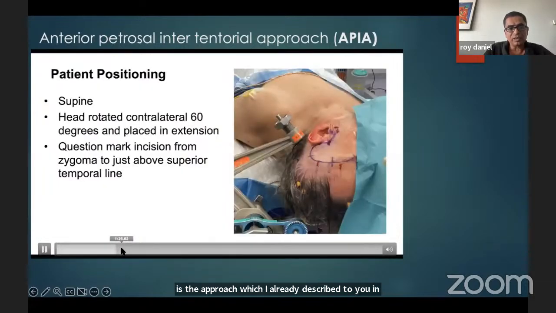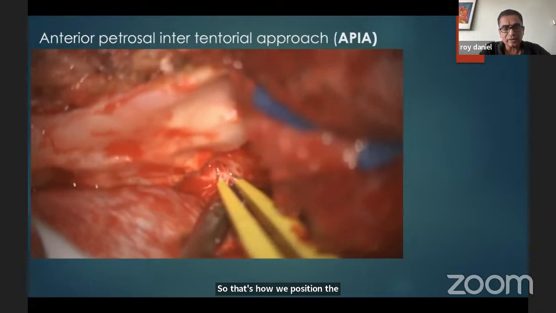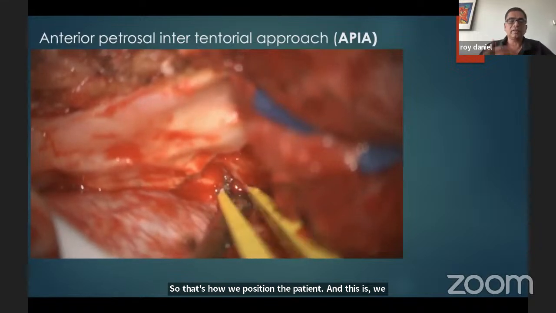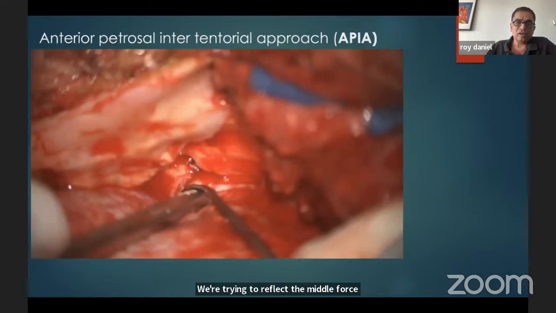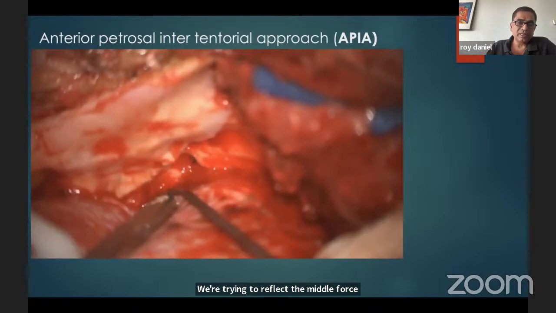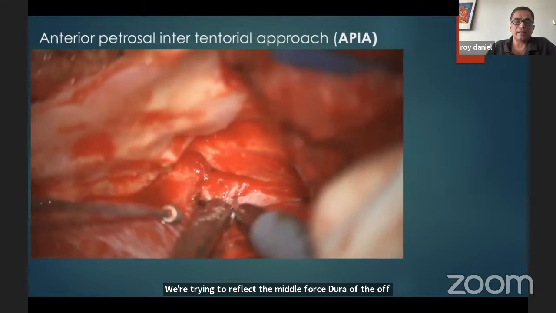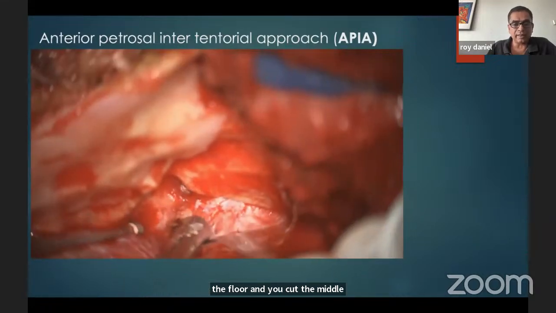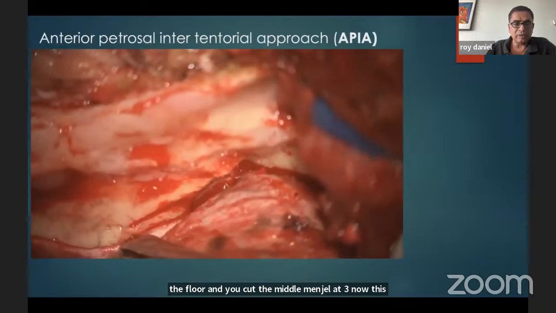So that's how we position the patient. And this is, that's the middle meningeal artery. We're trying to reflect the middle fossa dura off the floor. You cut the middle meningeal artery. Now, this is nothing new for any standard anterior petrosal approach. These are standard techniques. So that's the V3 that you see there. And then you move the middle fossa floor.